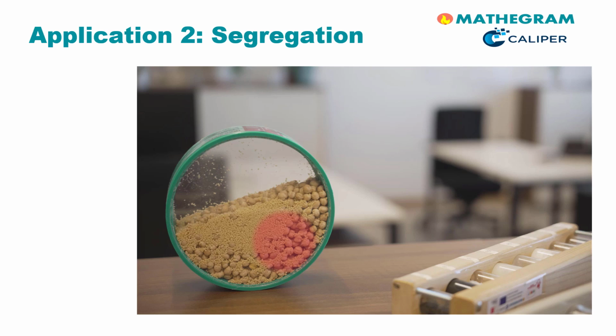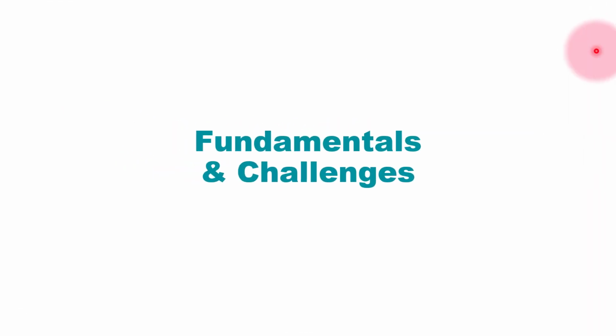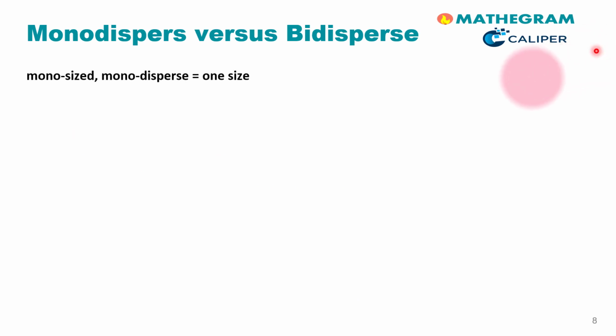That is it already for our applications chapter, and we will move on to fundamentals and challenges associated with polydispersity in DEM simulations. First, let me introduce some wording. We have to remember that so far we have only discussed mono-sized or monodispersed granular materials, meaning that particles have all the same or almost the same size.